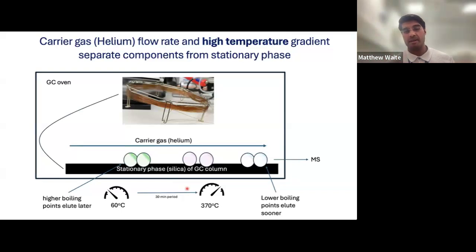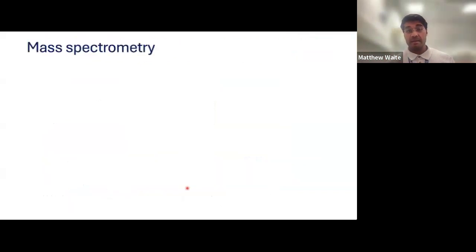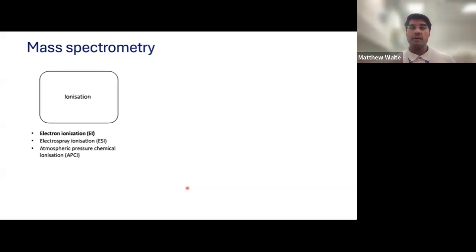And then it goes to the mass spec. And for anything to be measured on the mass spec, it needs to be in the gas phase and needs to carry a charge. So far, tick, the molecules that I've used are in the gas phase, but how do they become charged? Well, they become charged via ionization methods. And I just listed some here.